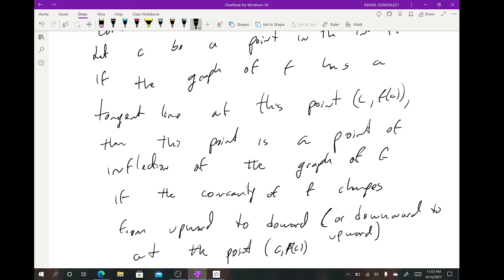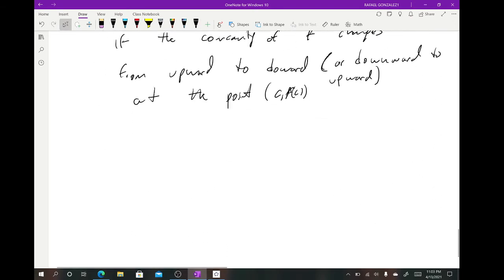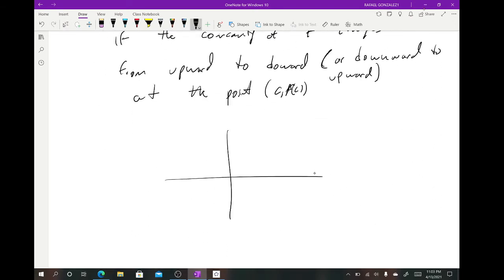At the point c, f of c. So that is what a point of inflection is. In simple terms, if you look at a graph that looks like this, let's say it goes up, down, then back up. The point of inflection for this graph will be a point, and I'm not going to put it on the axis because it doesn't have to be on the axis, but it will be a point such that you could clearly see that the graph went from being concave up to concave down.